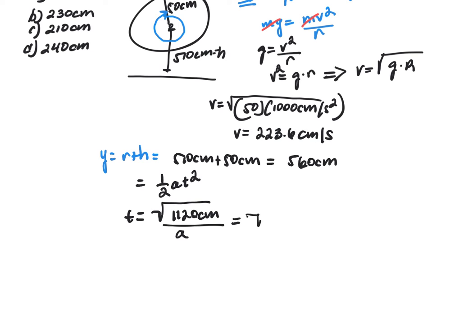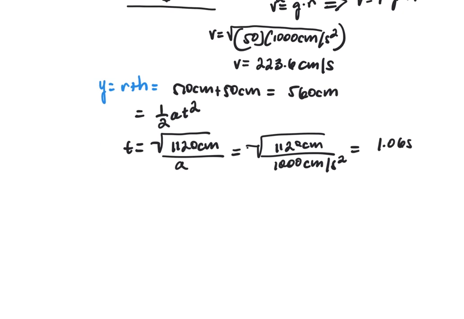So we have 1120 centimeters over 1000 centimeters per second squared, which is our a, and our t is 1.06 seconds. Now we need to find, since we got our velocity and we got our y, the entire distance that it takes.